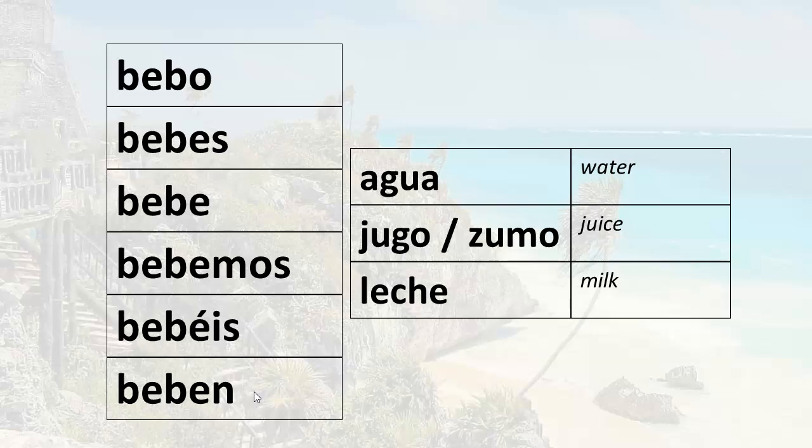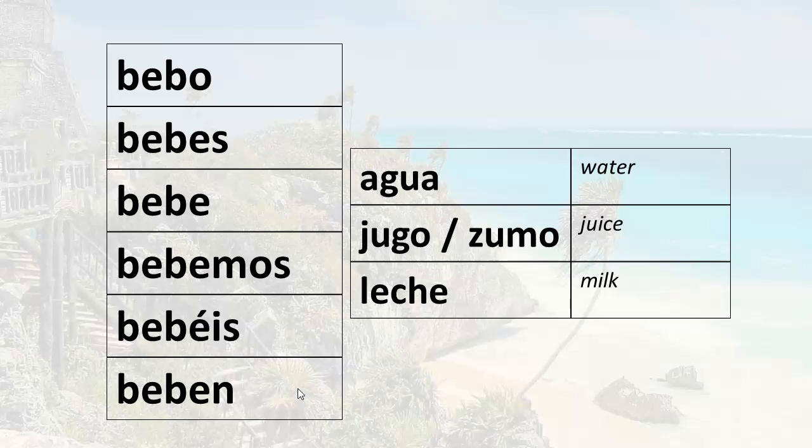If I want to say you drink, remember the plural you, ustedes beben. Remember this can be formal or informal in Latin America. In Spain, ustedes is only formal. So you drink water, ustedes beben agua. You drink juice, ustedes beben jugo. In Spain, ustedes beben zumo. You drink milk, ustedes beben leche.